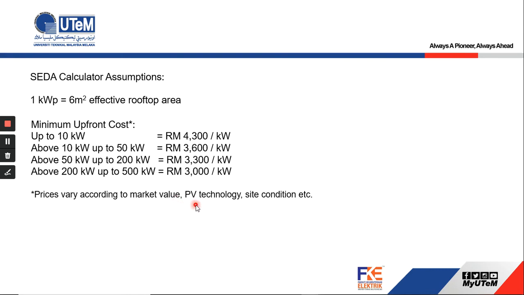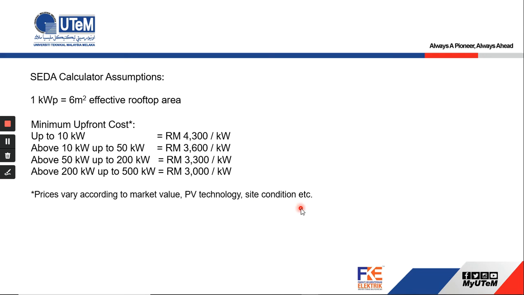It also depends on the PV technology that you use. Like if you use monocrystalline, polycrystalline, or thin film, they have a different price range. And it also depends on the manufacturer of the module that you purchase, so tier 1 or tier 2 modules will have more expensive prices. Okay, and it also depends on site condition.